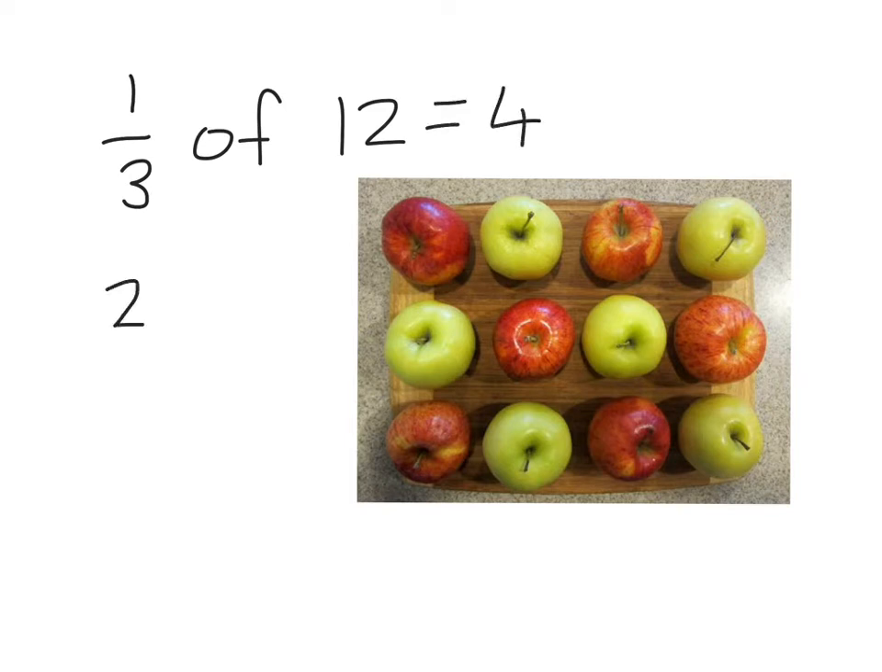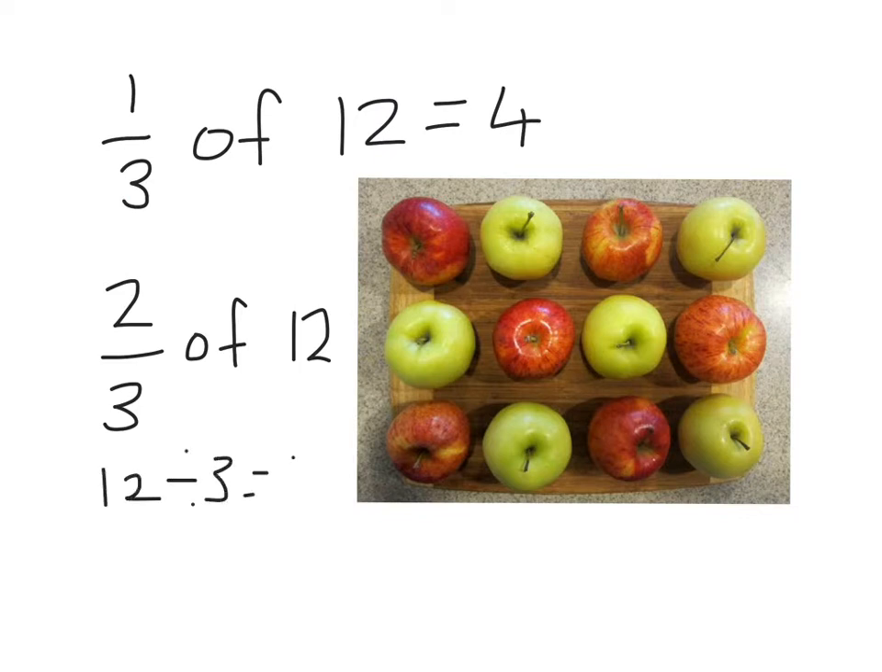What do you think the answer would be if the question was, what's 2/3 of 12? So when it was 1/3 of 12, it was asking me to divide 12 into 3 equal groups and then see how much was in one of those groups. So if it's 2/3 of 12, it's asking me to divide 12 into 3 equal groups, which I know equals 4, and then it's asking me to count 2 of those groups.